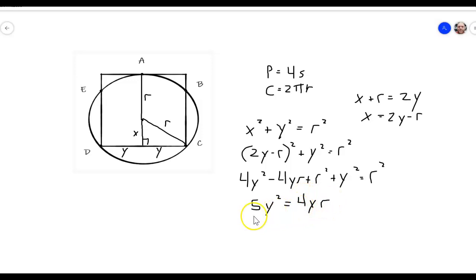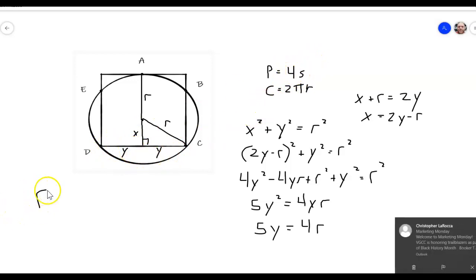4yr. And because we know that y has to be greater than 0, because we're only dealing with positive lengths, we can divide both sides by y. And so we're going to end up getting 5y is equal to 4r. And that's going to let us do a nice substitution. So coming back up here, remember the length of one of these sides is s, and it's also 2y. So let's go ahead and do that substitution here.